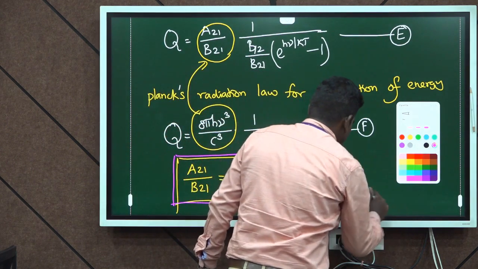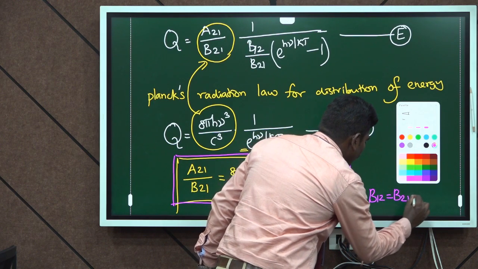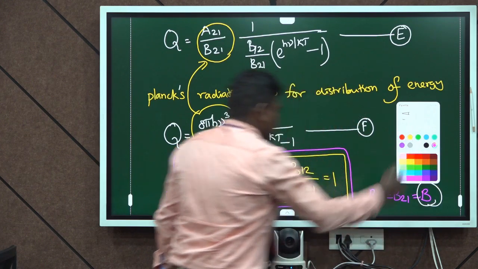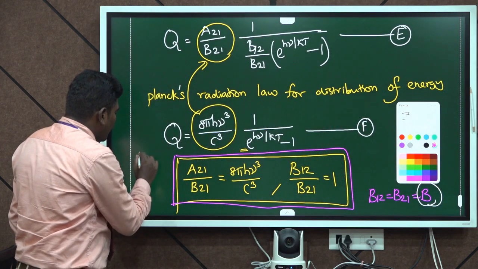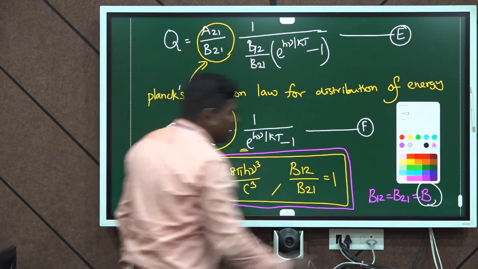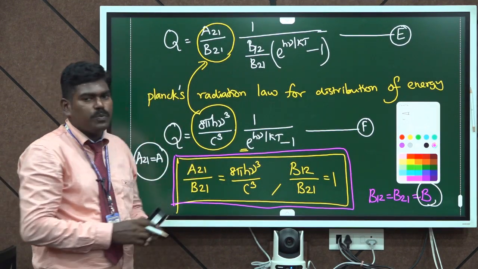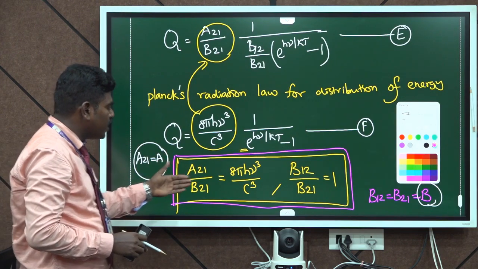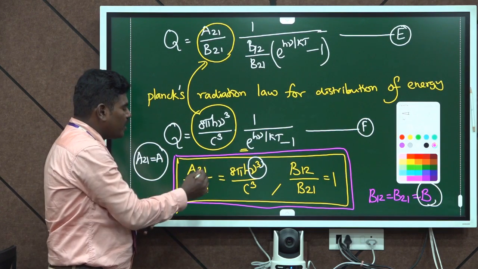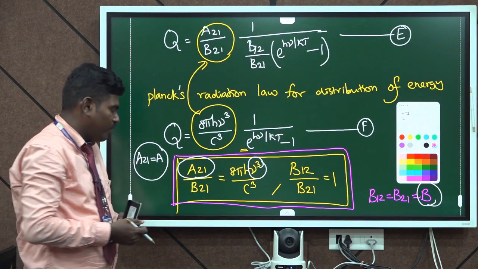So these are very important coefficients: A21 divided by B21 and also B12 divided by B21. We simply represent it as B12 equal to B21 equal to B. So these are one coefficient, B. Then the other coefficient, A21, is equal to A. So there are two coefficients, A and B, which represent spontaneous emission and stimulated emission. This ratio is directly proportional to nu cubed, which indicates that spontaneous emission increases with respect to the energy level.